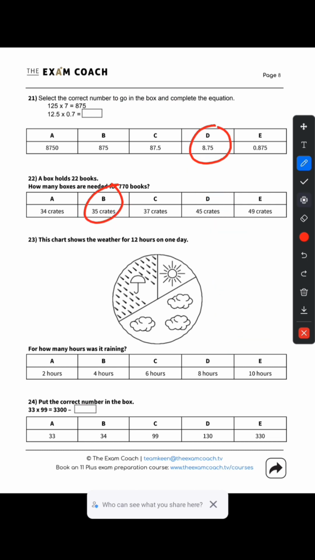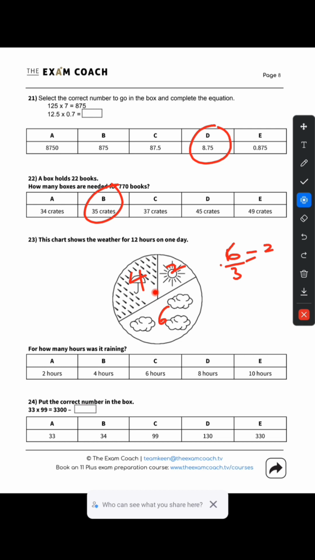Number 23. This chart shows weather for 12 hours on one day. So if you look at this circle, the clouds have taken half of that. If it's 12 hours, the clouds have already taken 6 hours, which is half of that. If you look at the second half, the rain and the sun will also take 6 altogether. But looking at it, this is 1/3 of it, and this is like 2/3 of it. So if I'm sharing 6 in threes, 6 divided by 3 is 2. So this one takes 2, and this one takes 2 times 2, which is 4, because this one is double of this. So that means it's rained 4 hours in the day, according to the chart.